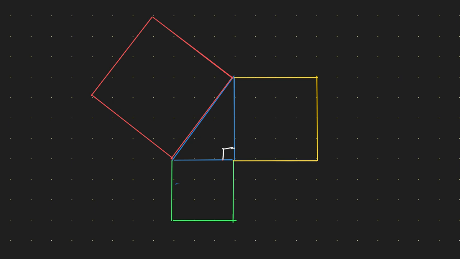From this particular combination of shapes, you can clearly see there are squares and triangles. So this is the core of the Pythagorean theorem. Let's get started and see what it means when we're talking about the Pythagorean theorem.